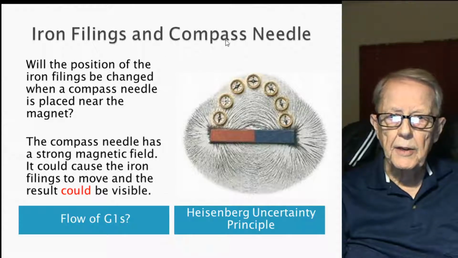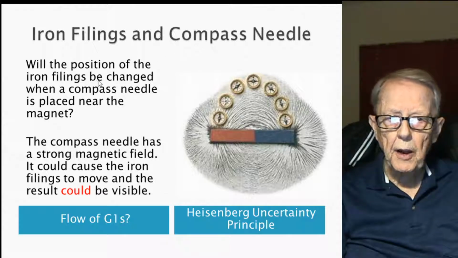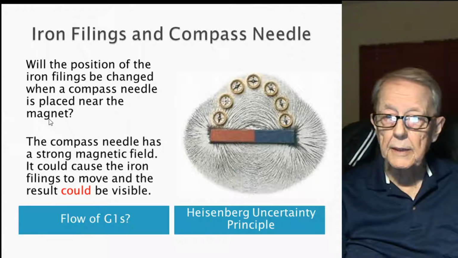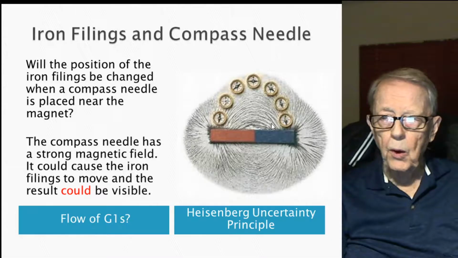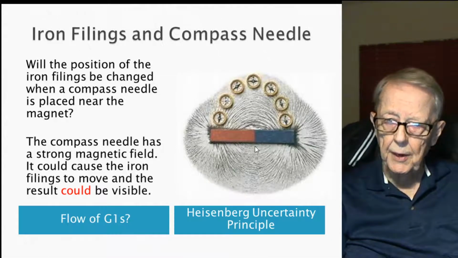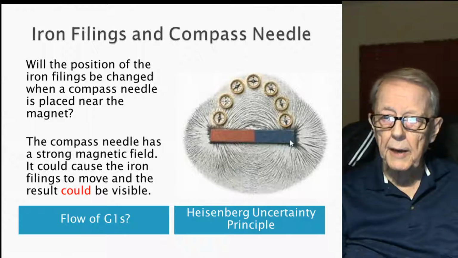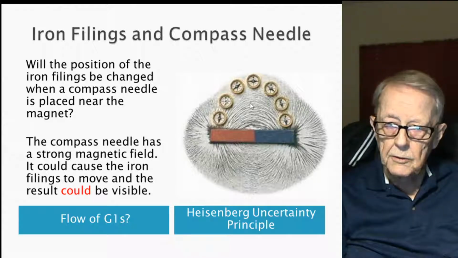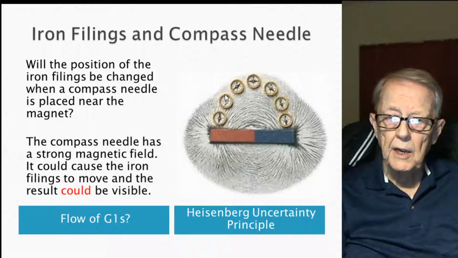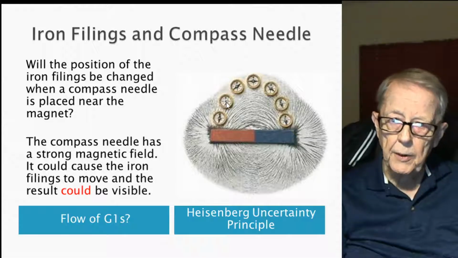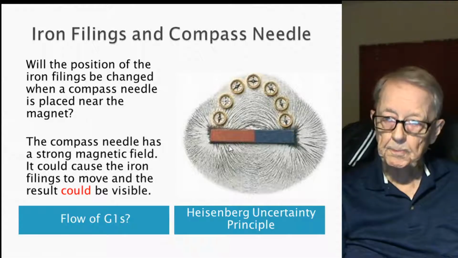Now, iron filings in the compass. Will the position of the iron filings be changed when a compass needle is placed near the magnet? This is quite a complex thing going on here. You've got G1 particles flowing around and through the magnet. You've got G1 particles flowing around and through the filings. And you've got G1 particles flowing around and through the compass needle.